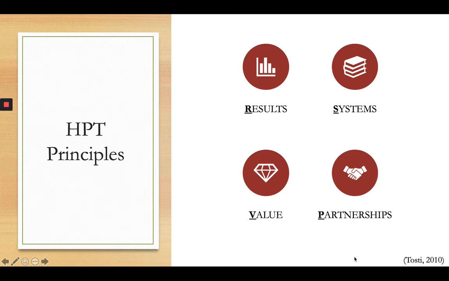Tosti summarized the principles of HPT with the acronym RSVP, with the letter R representing focusing on results, S for taking a systems view, V for creating value for the individual and organization, and P for establishing partnerships with the stakeholders. He created an easy-to-remember reminder of the key attributes of the approach. Keeping the attributes in mind, let us explore how the approach is applied in practice.